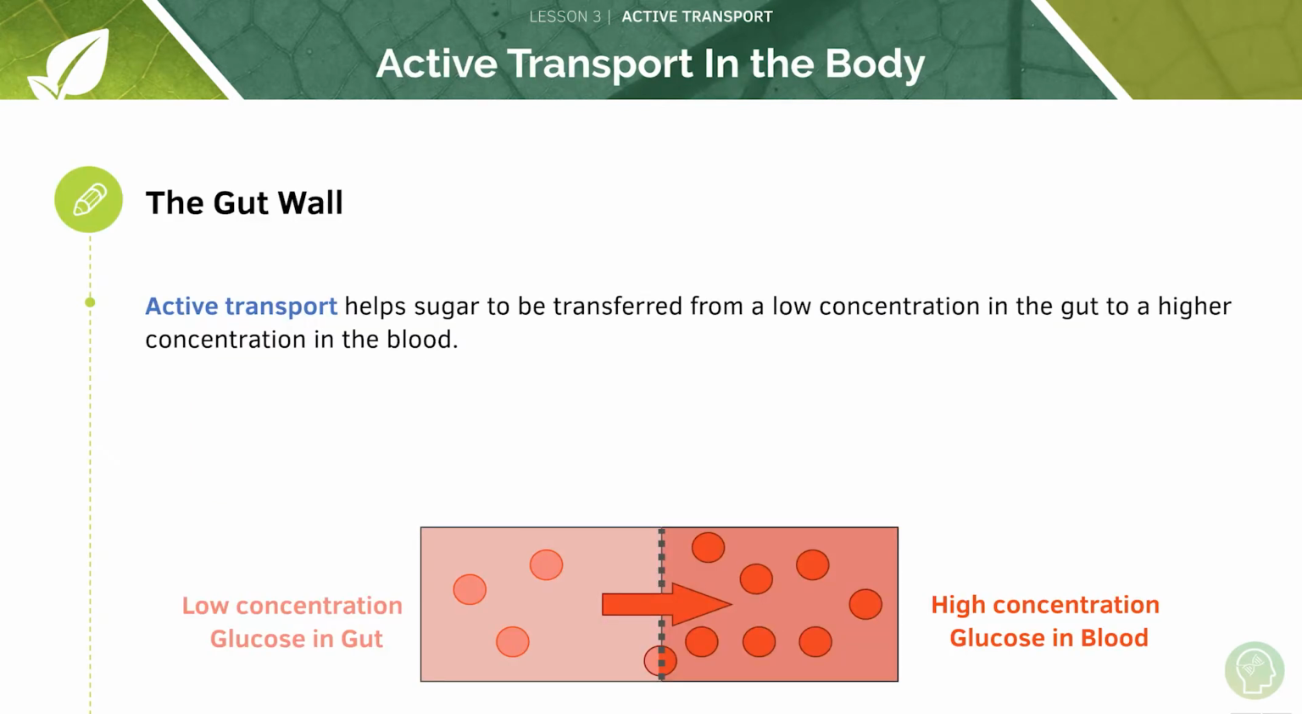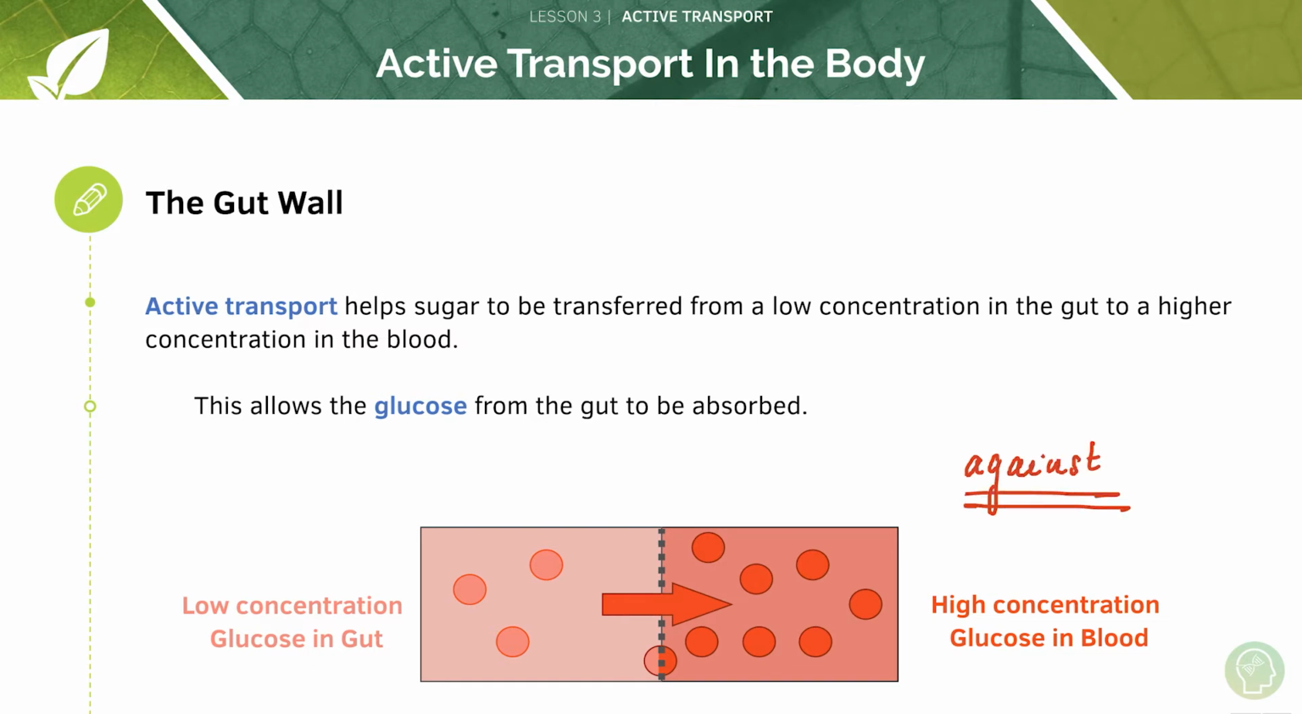But it also occurs in the gut, in the body. Active transport helps sugar to be transferred from a low concentration in the gut to a higher concentration in the blood. In the blood we have a higher concentration of glucose, in the gut there's a lower concentration. Again, we're moving against our concentration gradient, okay? Because we are going from low to high concentration, that's against a concentration gradient. And so this is active transport, and this allows the glucose from the gut to be absorbed. So it's going to require ATP, which provides the energy.